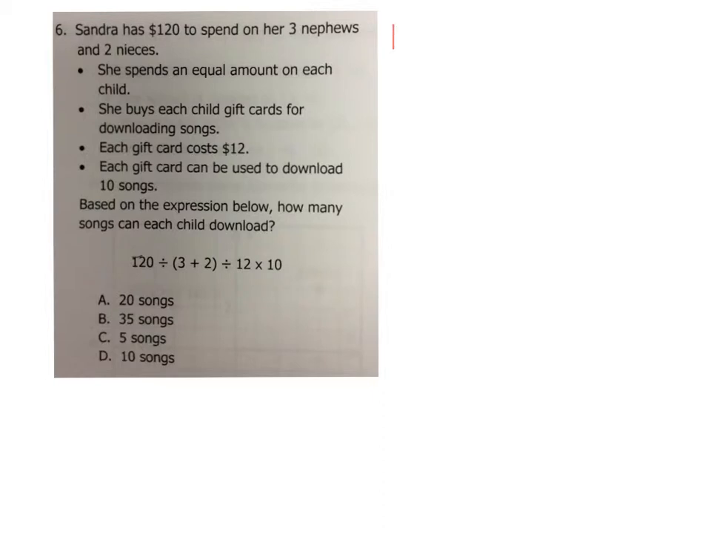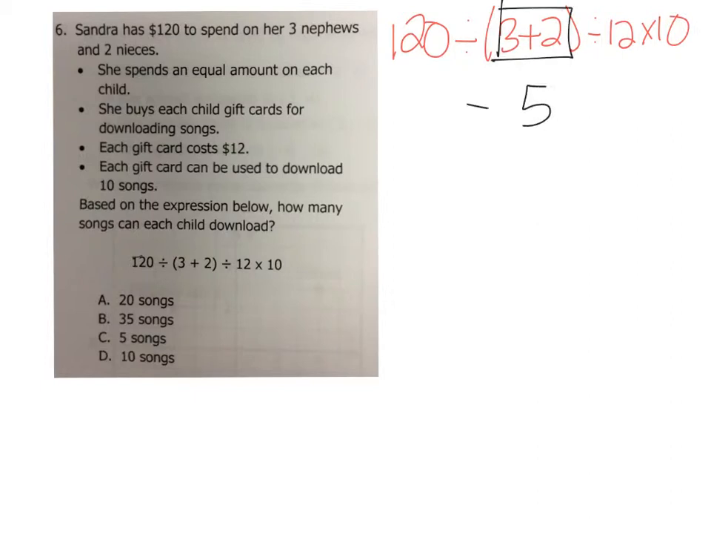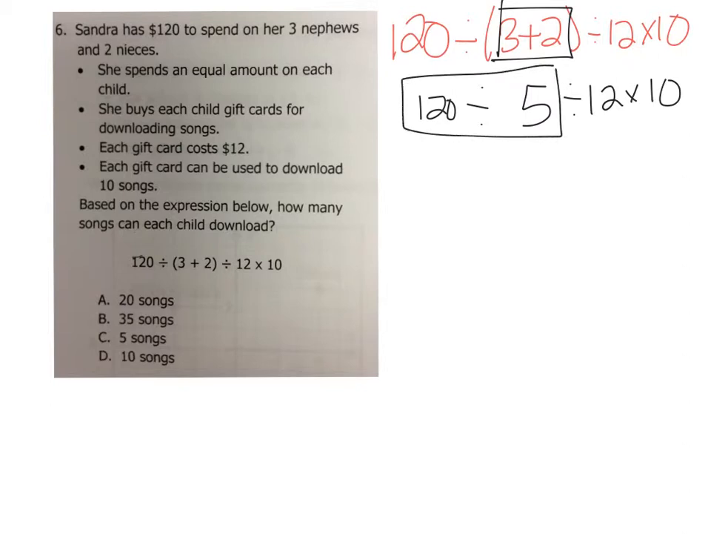Number 6, you would want to obviously read through that, and then it wanted you to solve the equation by using PEMDAS. So you would start with the parentheses, 3 plus 2 is 5, rewriting the rest of your equation so that you're only doing one step at a time. Multiplication and division is from left to right, so 120 divided by 5, if you don't know it, you just got to go off to the side. 5 goes into 12 twice. 2 times 5 is 10. Subtract to get 2, bring down the 0. So that would be 24.